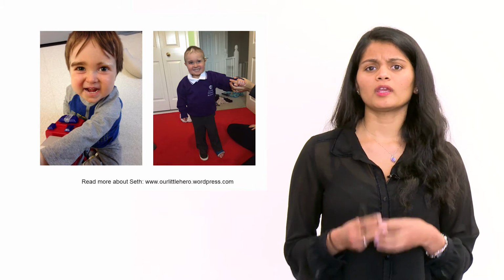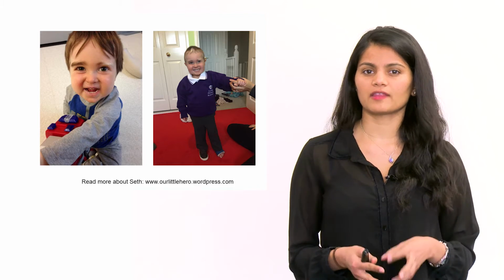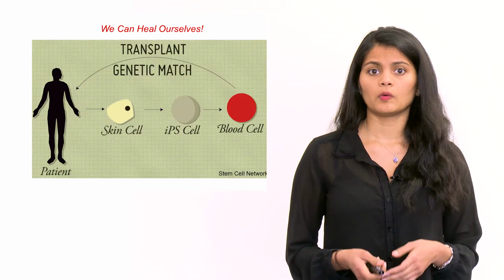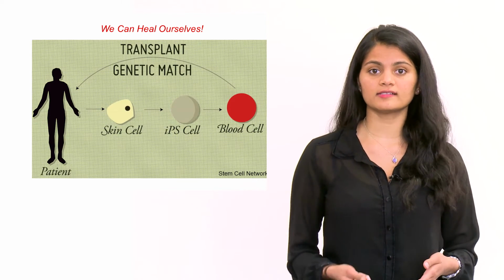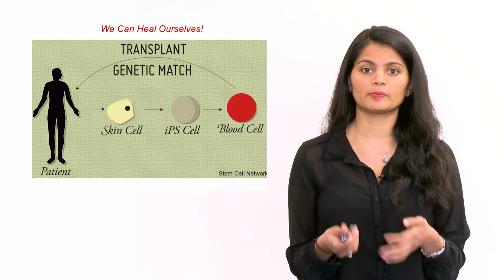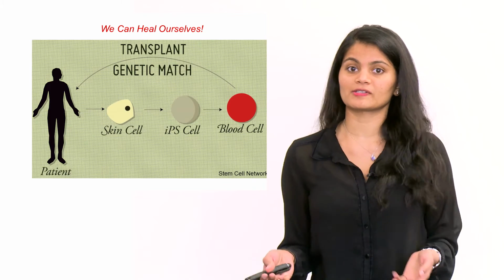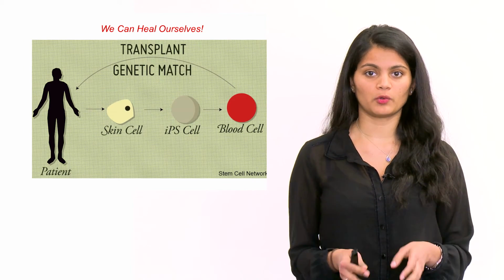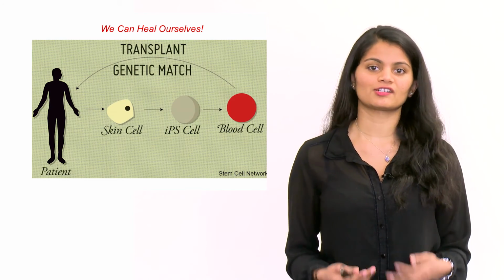But how can we avoid the complications that Seth faced in the first place, like graft versus host disease? We can take the patient's own cells, turn them into pluripotent stem cells, turn them into bone marrow stem cells, so that by skipping the requirement of a donor, we can begin to heal ourselves.